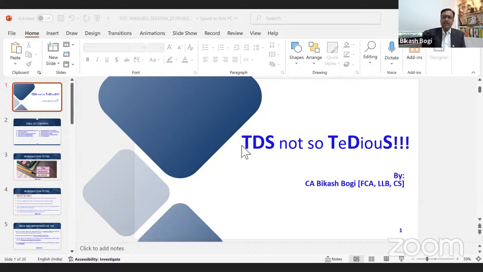So what did the company do? The company booked the invoice as soon as they received it from the chartered accountant. So they booked the invoice on 21st. They released the payment on 25th.